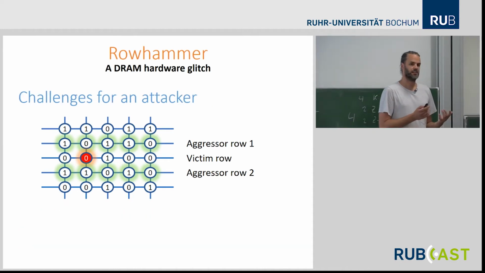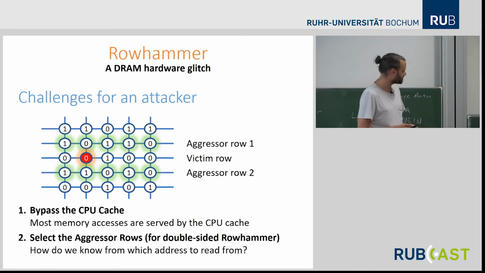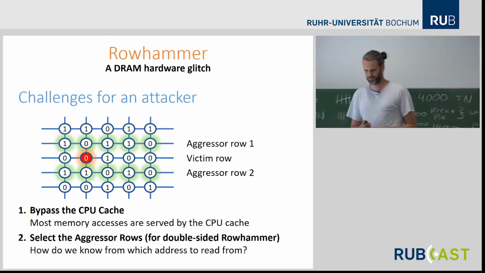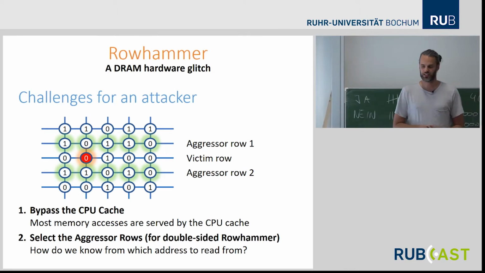So what are the challenges for an attacker? Let's say you want to flip bits in your memory. Basically, there are 2, or at least 2 that I will talk about during this presentation. One is that you need to bypass the CPU cache.